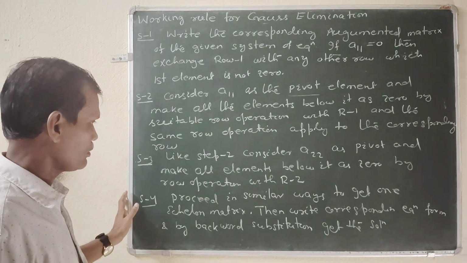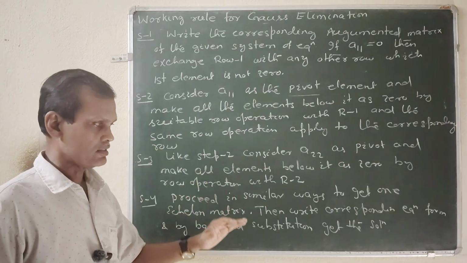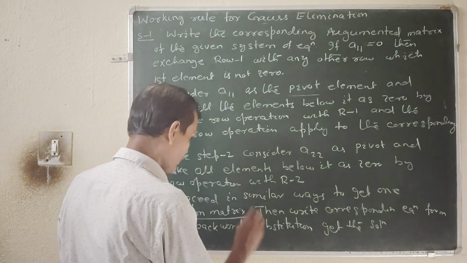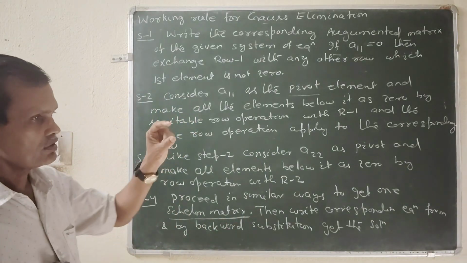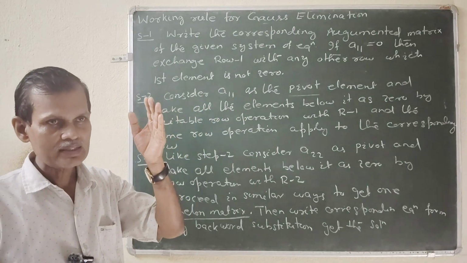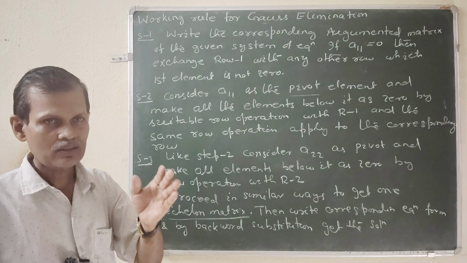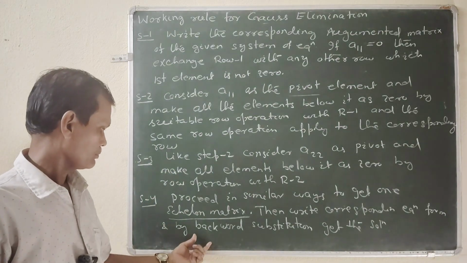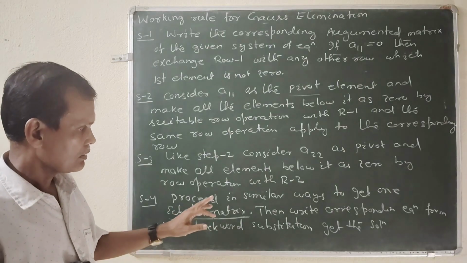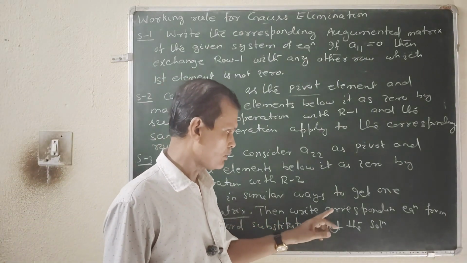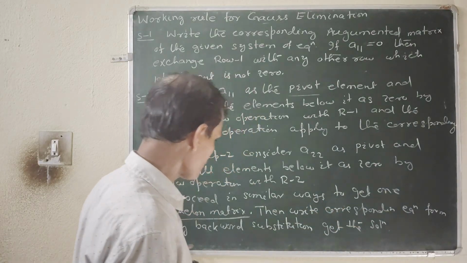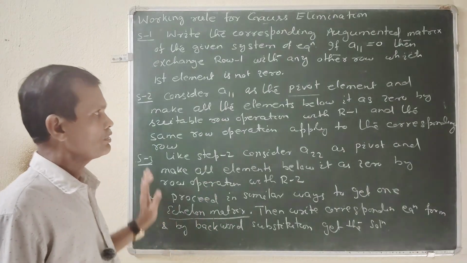Proceeding in the similar manner, we will go up to the last, such that we will find an echelon form of the matrix. Echelon form of a matrix means if you consider any two adjacent rows, then the top row will have fewer zeros from the beginning than the next row. This is the echelon form of a matrix. Once we get the echelon form, we write the final row reduced echelon form matrix in equation form, and by backward substitution we get the result. So this is the rule.